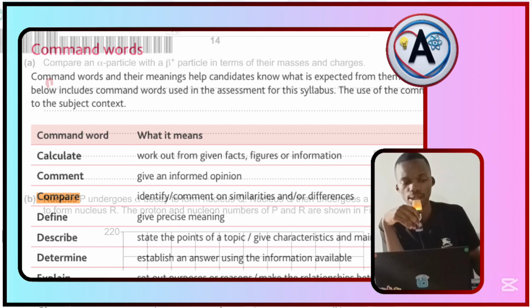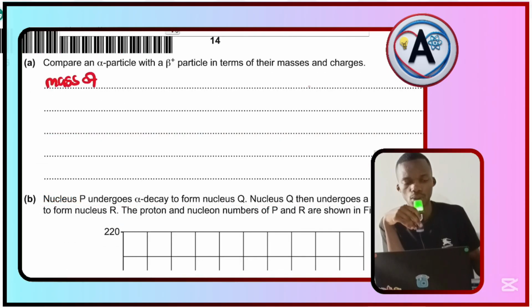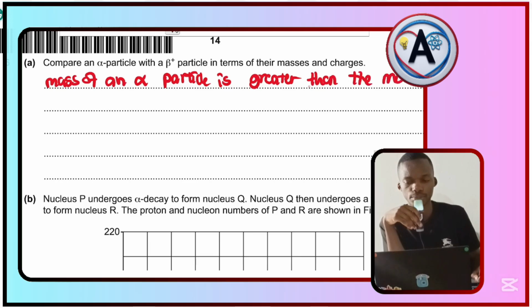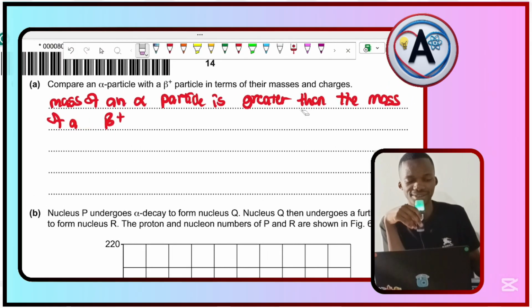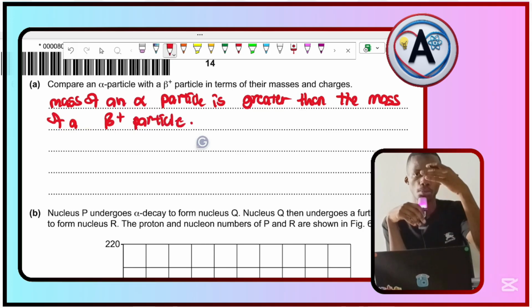But off the top of my head, the mass of an alpha particle is greater than the mass of a beta plus particle, right? Sorry, English is escaping me here. That's a fact. That's something that we know exists.